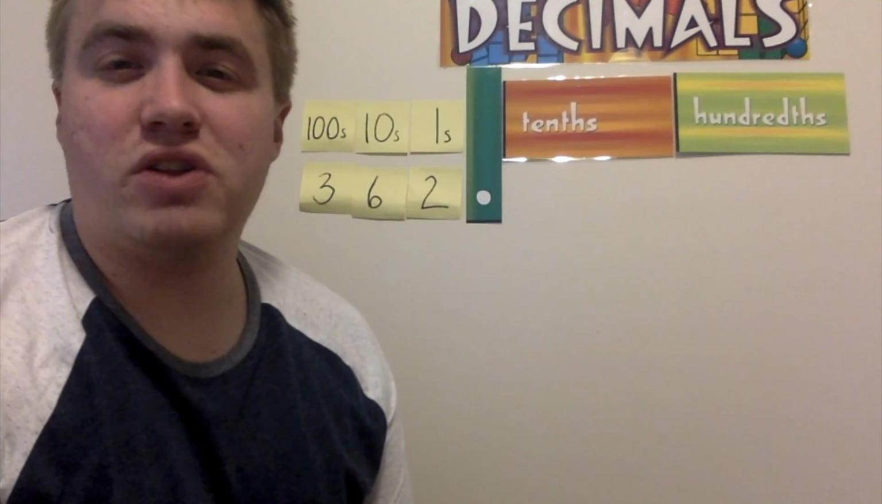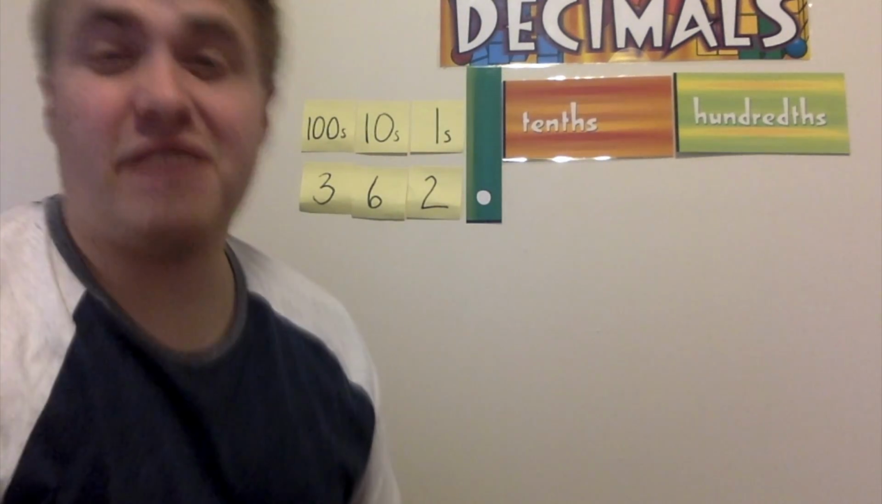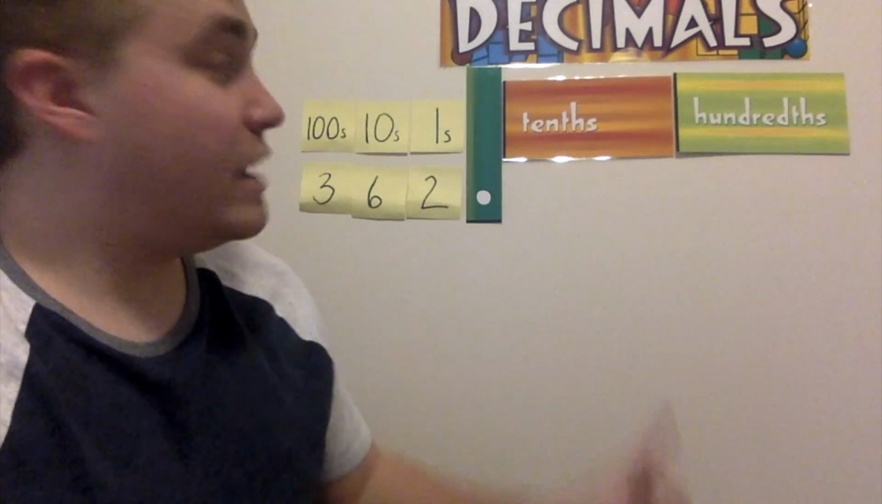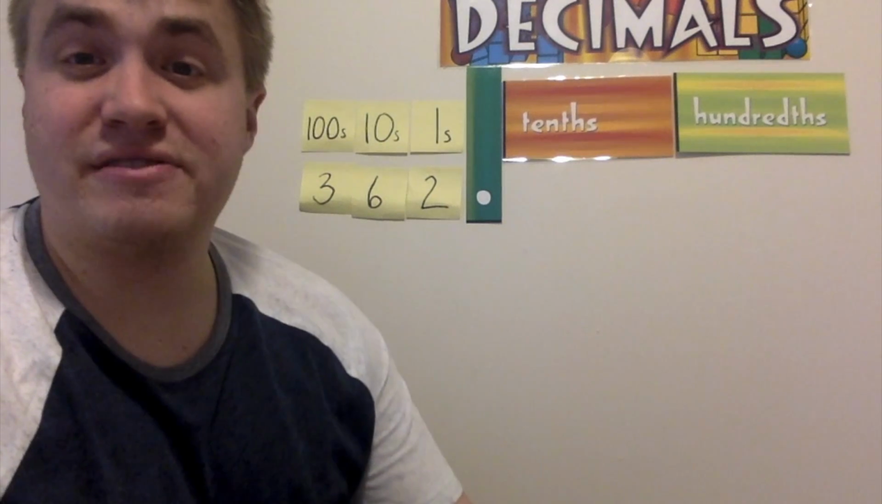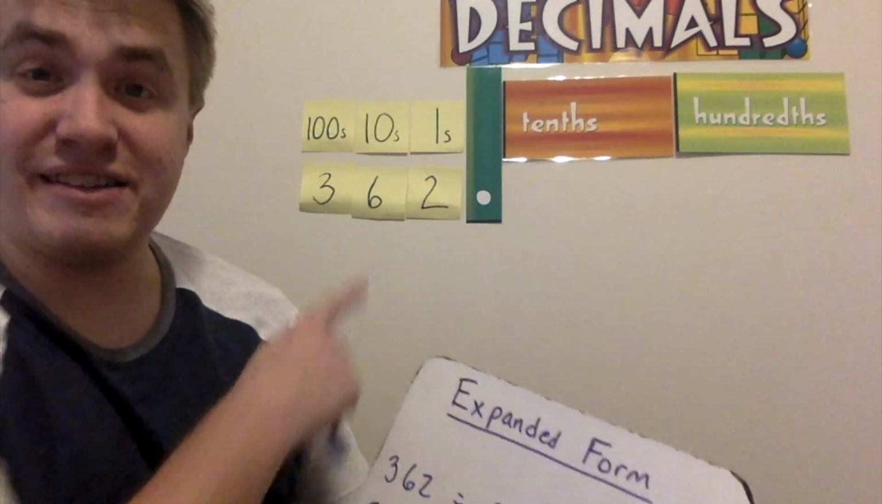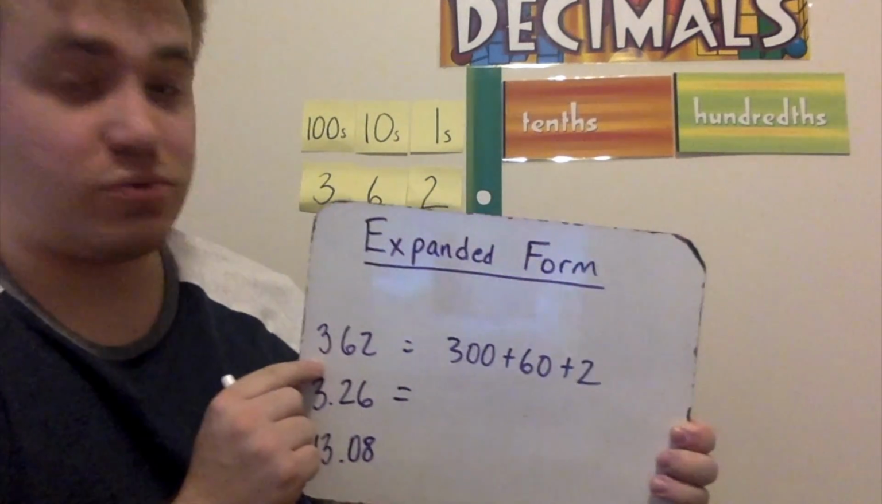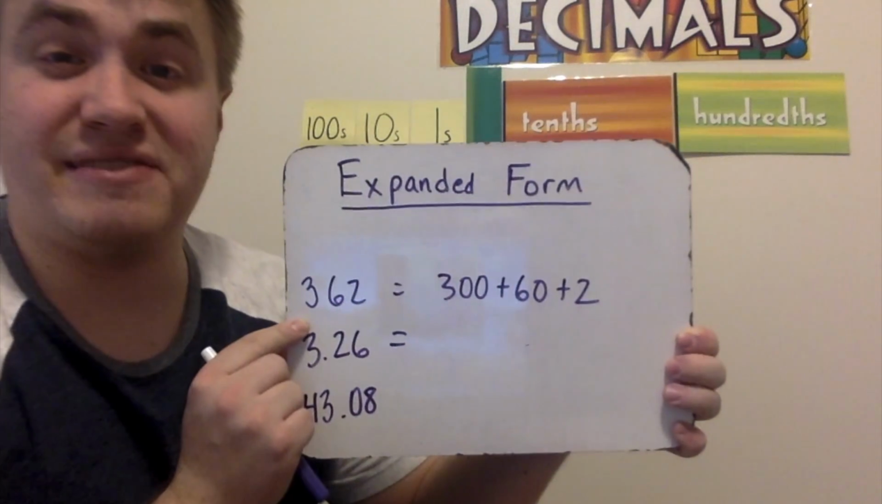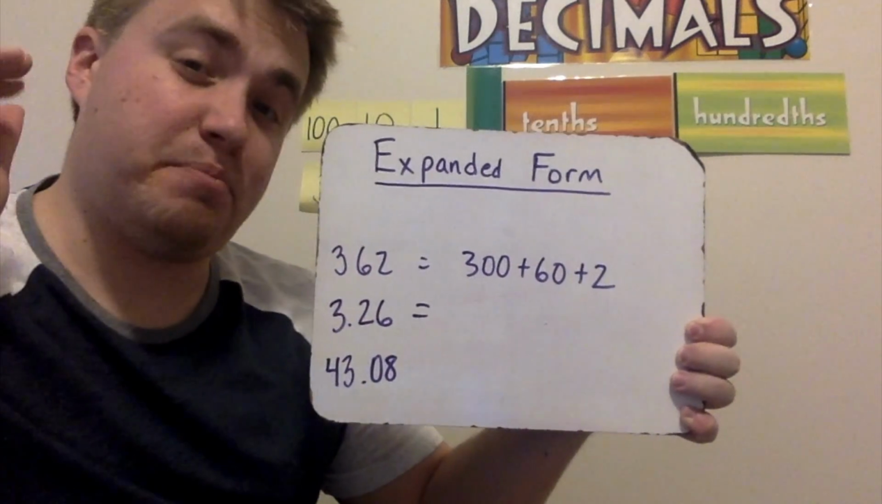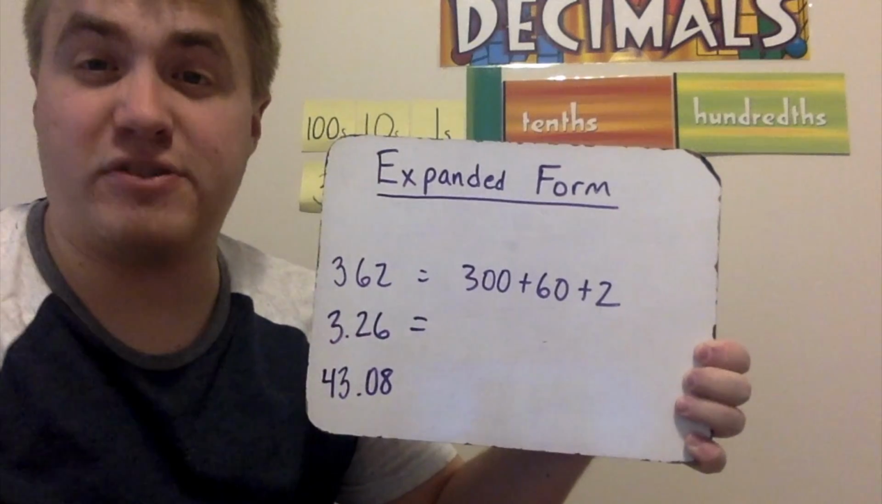Okay? All right, let's take a look at expanded form. At the beginning of the year, we talked about expanded form, but we talked about it with place values greater than 1. Now we're going to be adding in some place values less than 1. But to review really quick, with place values greater than 1, I have the number 362 up here.